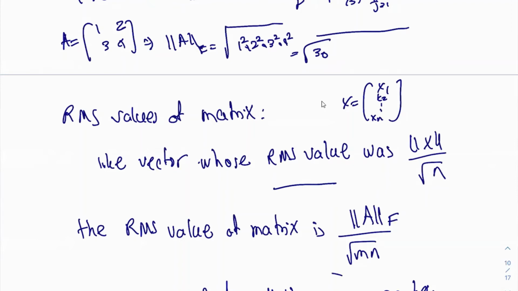And then this one is the square root of the total number of elements. I want to stress that these two are the same. For the vector, this was also the total number of elements in the vector, or the dimension of the vector.